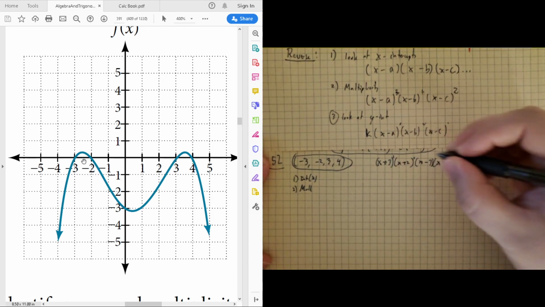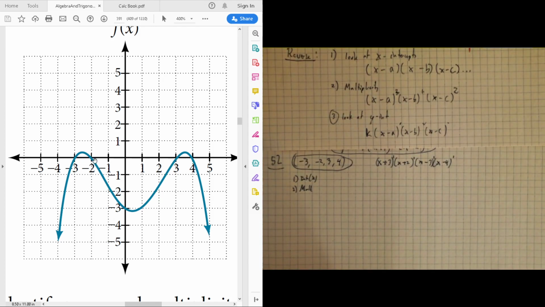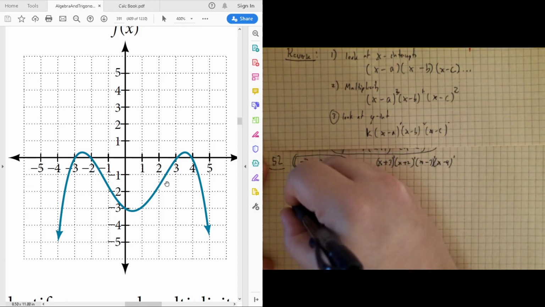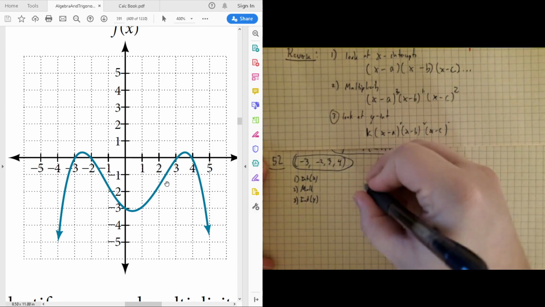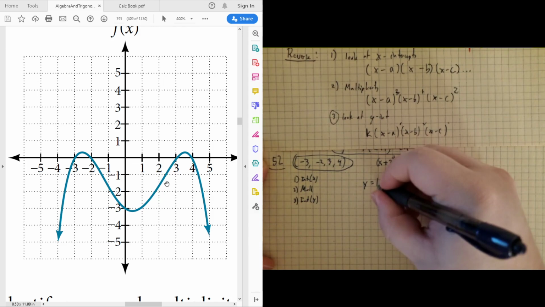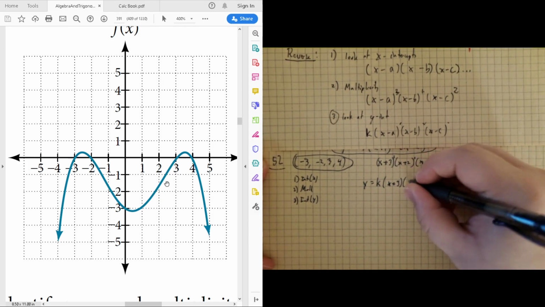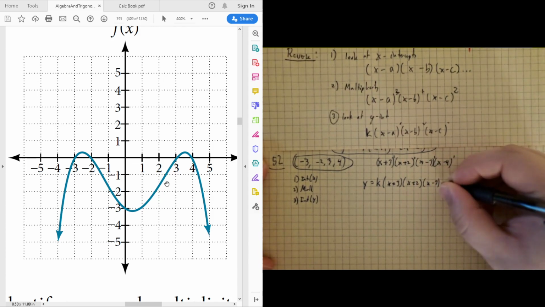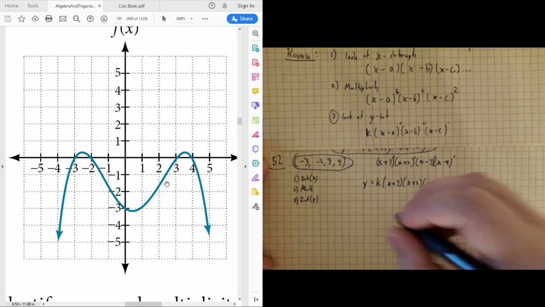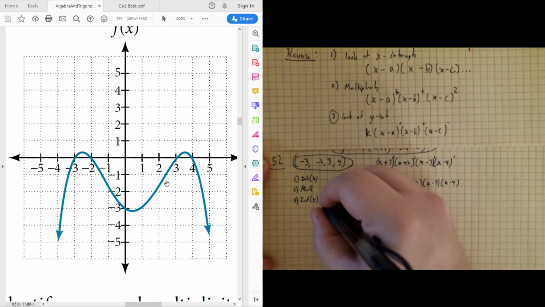So this tells me the 3 has the power of 1. The 2 has the power of 1. The 3 has the power of 1. The 4 has the power of 1. They're all powers of 1 here. Okay? So multiplicity is now taken care of. And so now we need to take care of the y-intercept. So we should have y equals k times x plus 3, x plus 2, x minus 3, x minus 4. And the y-intercept for this problem is at negative 3.